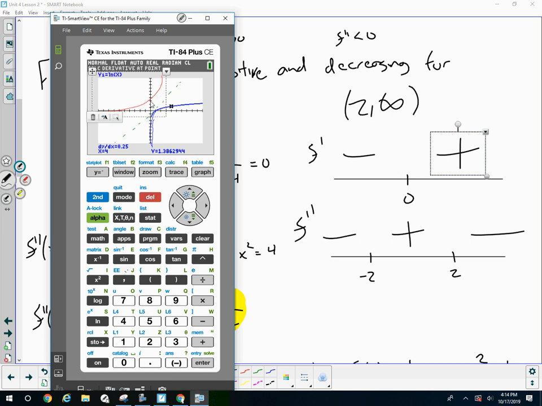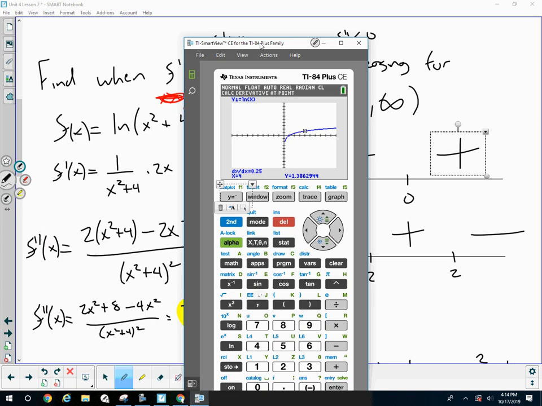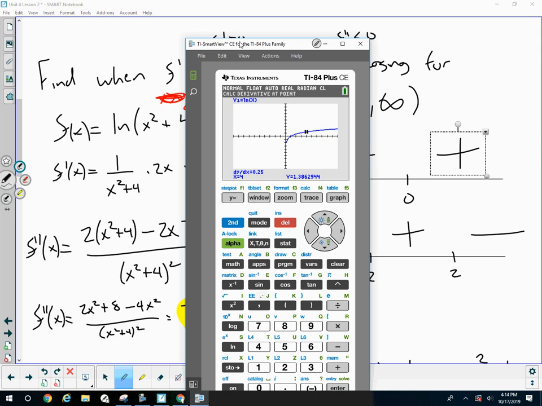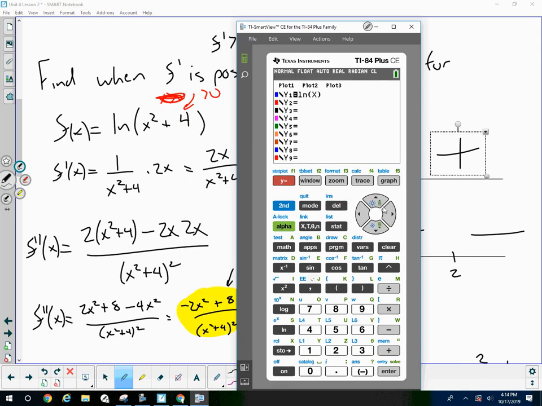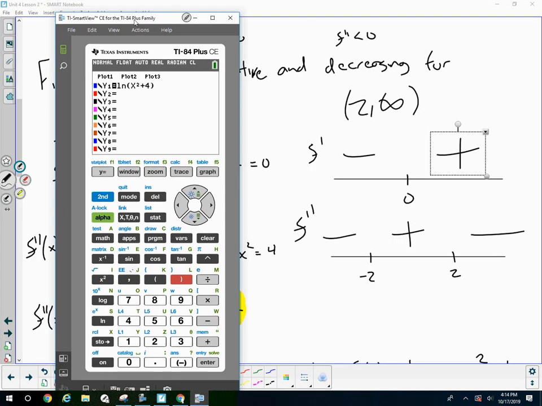Let's get rid of this stuff. And let's look at log x squared plus 4. I think I have a min at 0. I think it has a point of inflection at negative 2 and 2. Isn't that great?